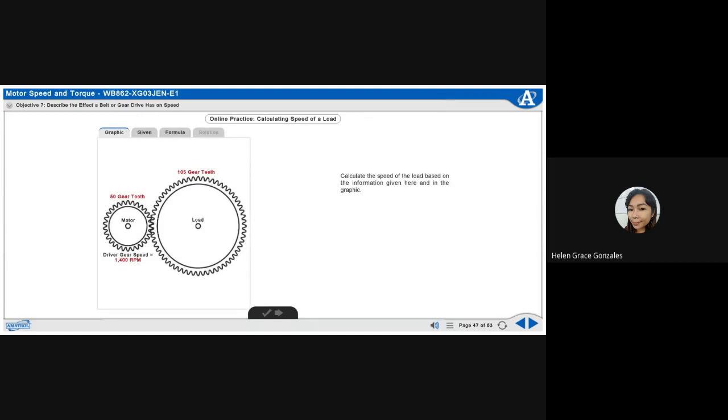Calculate the speed of the load based on the information given here and in the graphic. Round your final answer to the nearest whole number.